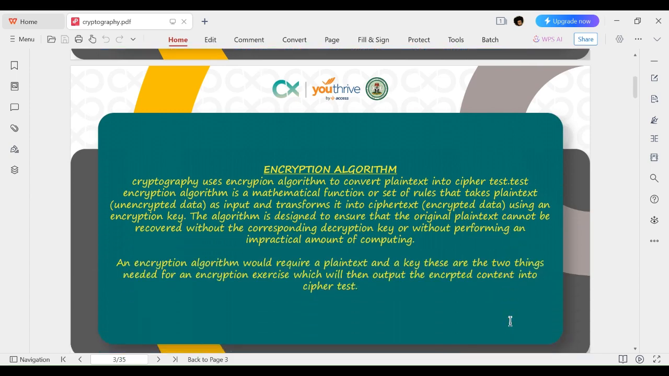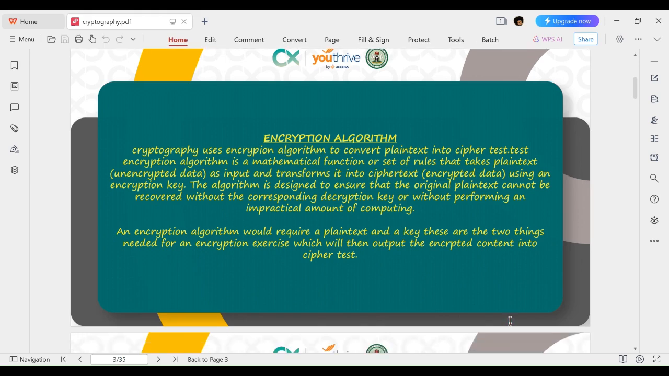So let's look at what an encryption algorithm is. Cryptography uses an encryption algorithm to convert plain text into ciphertext. Like I explained earlier, "meet me at my house at 3 p.m." is the plain text. Then the numbers which you converted those texts to, and sent to your friend, let's assume that is the ciphertext. So an encryption algorithm is a mathematical function or set of rules that takes plain text, that's unencrypted data, as input and transforms it into ciphertext, encrypted data. So the plain text is not encrypted, the ciphertext is encrypted. Encryption means it's hidden.